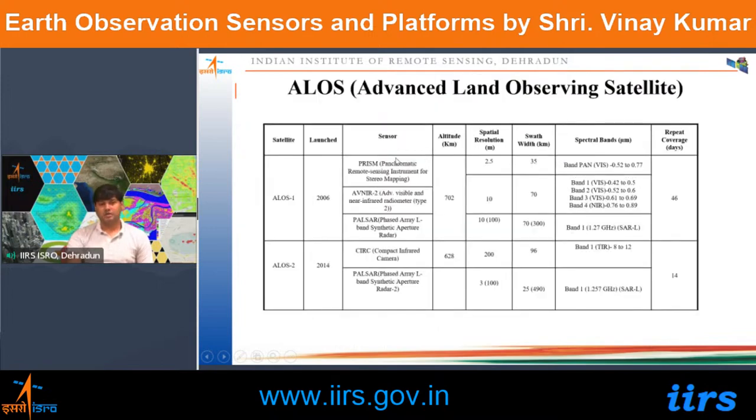This is the ALOS satellite series, ALOS 1 and 2. ALOS 1 was launched in 2006 and ALOS 2 was launched in 2014, with a compact infrared camera and a microwave sensor camera with L-band.